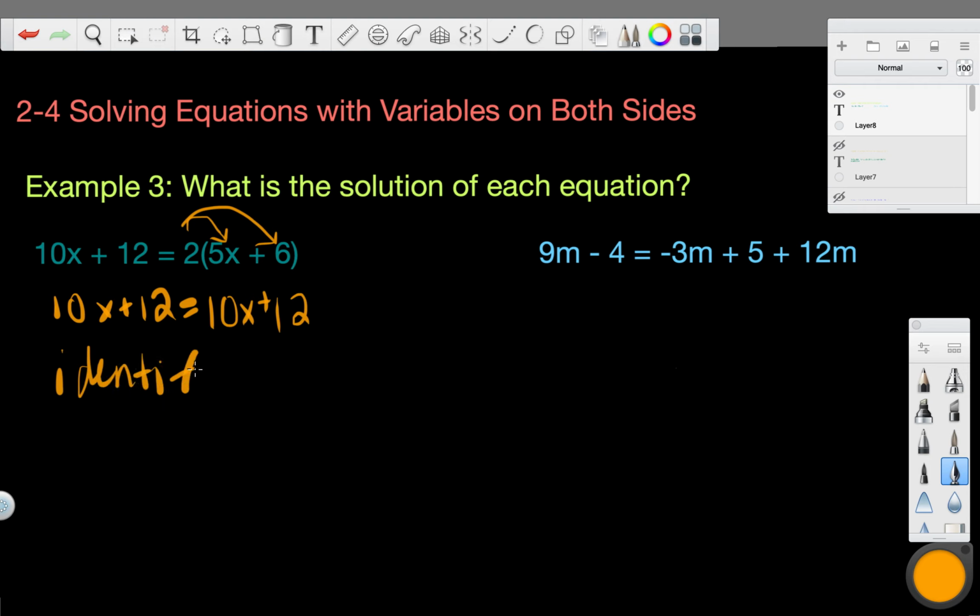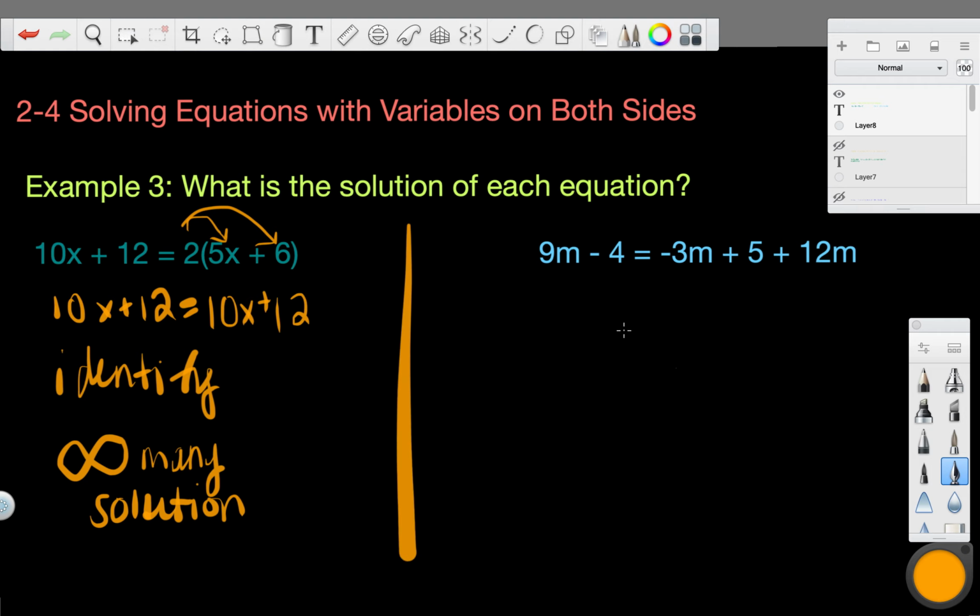If you remember back to the definition that we went over on the last page, an identity means that there's not just one solution, there are infinitely, that's the sign for infinite, infinitely many solutions. You couldn't even list them out. There's too many. It would never end. Okay? Let's bring it over to the right, and let's see what we get.